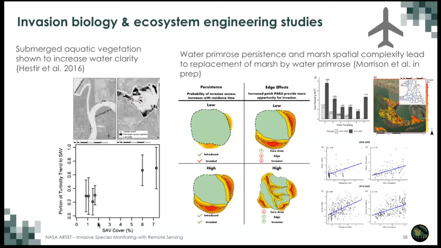And what they found is that in very low submerged aquatic vegetation cover environments, the portion of the trend that is attributable to SAV is very low. It is less than 30%. However, in the higher submerged aquatic vegetation environments, it is likely that submerged aquatic vegetation is contributing to the clearing of the waters by trapping sediment and slowing flow.